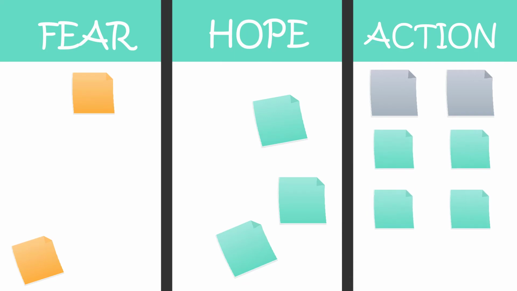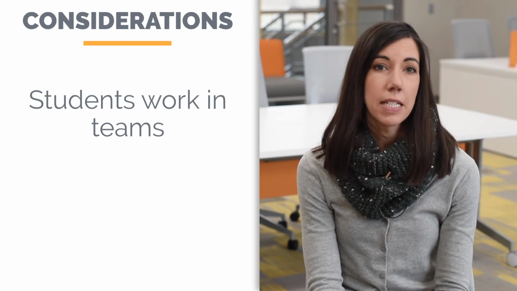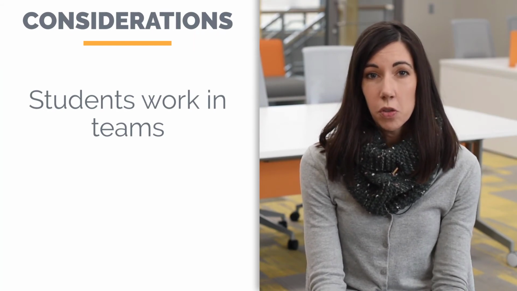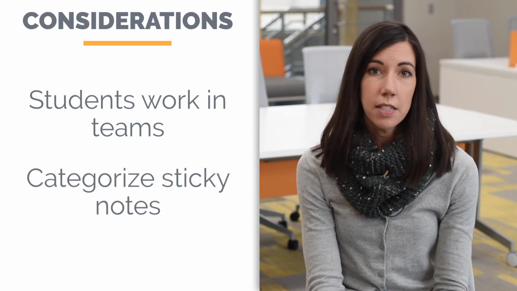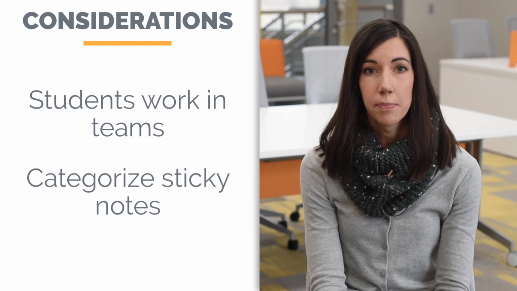Using the previous example, an action for working well as a team could be, we will choose specific tasks for each team member to complete, or we will limit off-topic conversations to 10% of our talk. You may want to consider having students work in teams throughout this process to generate the best ideas and to reduce redundancy. You may also want to group the sticky notes into similar ideas or categories throughout the process to help clarify and streamline ideas.